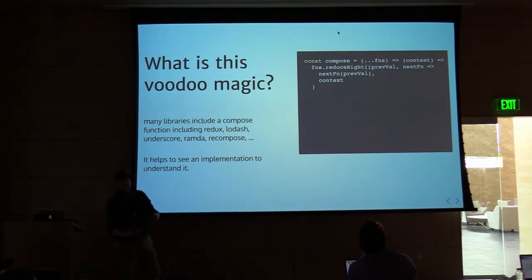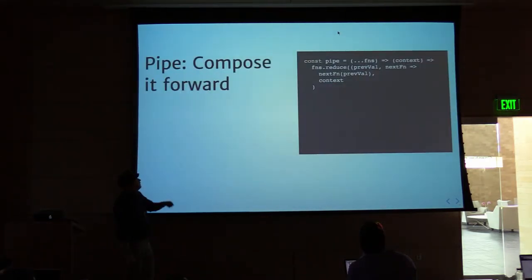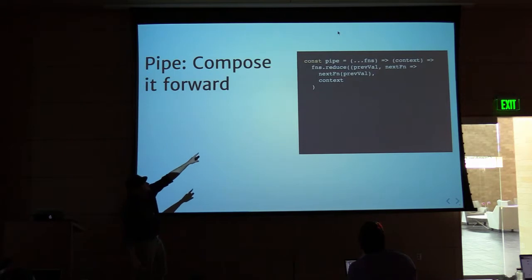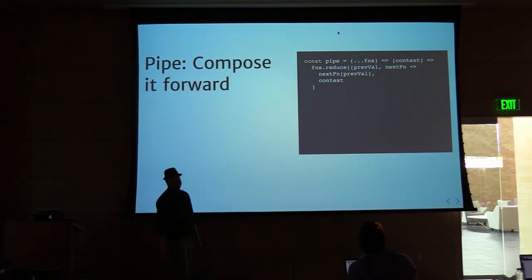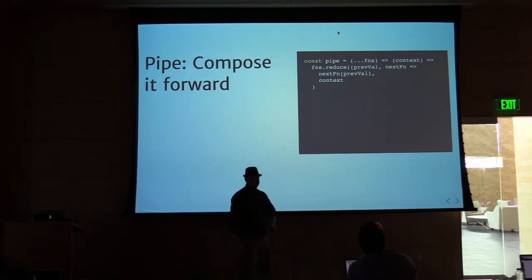Why reduceRight? Because it goes backwards. Pipe is identical, except it's now reduce instead of reduceRight. That's all. Pipe makes it feel better. That's all.